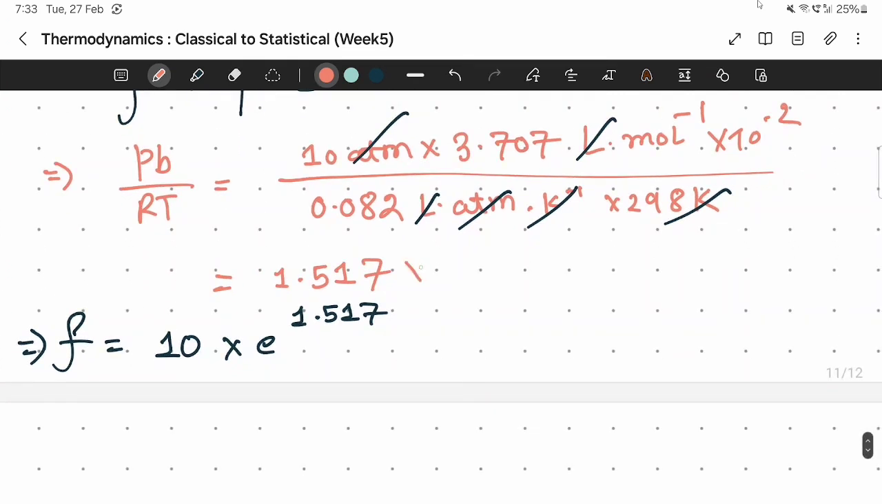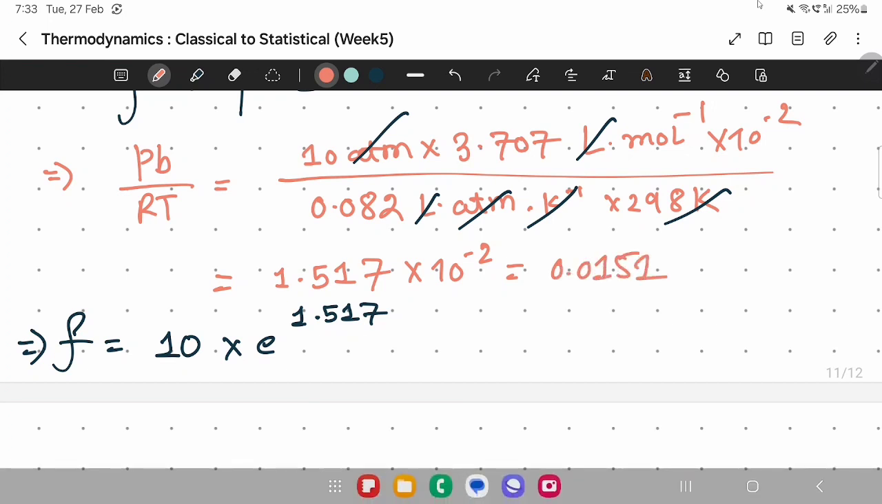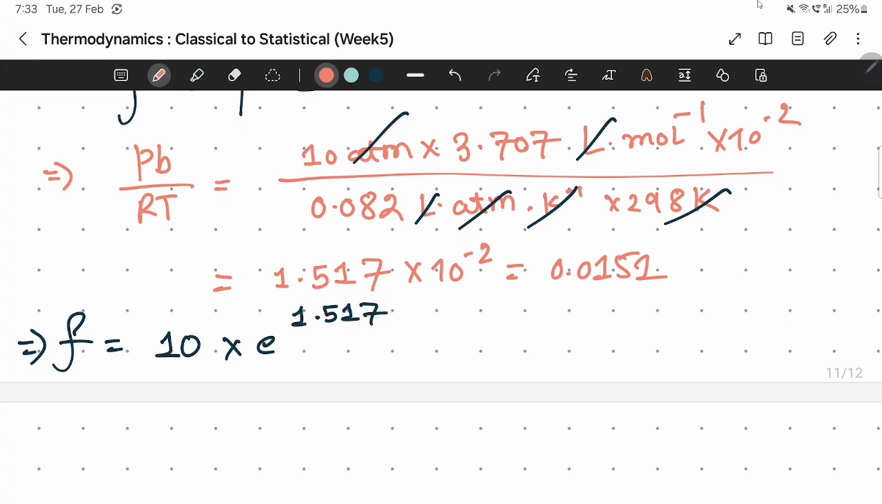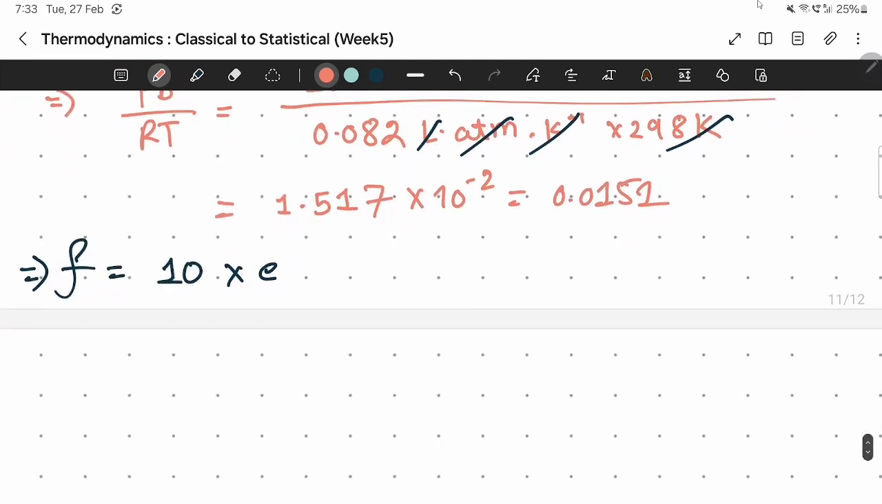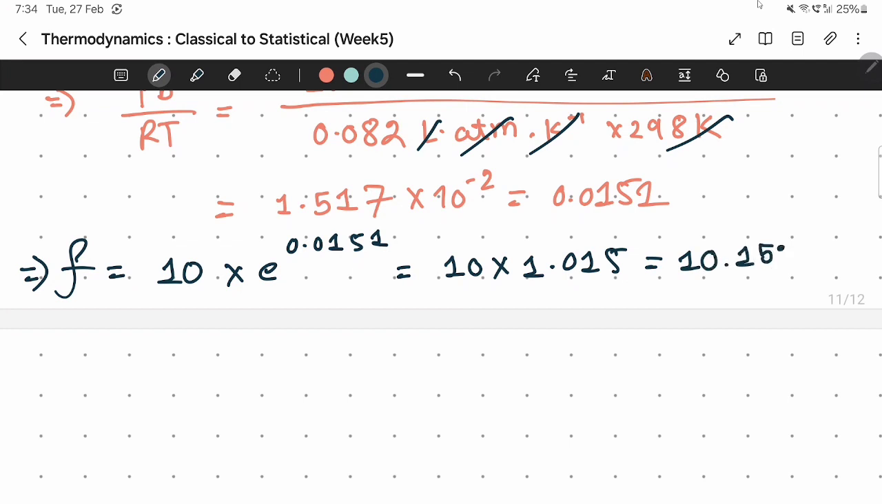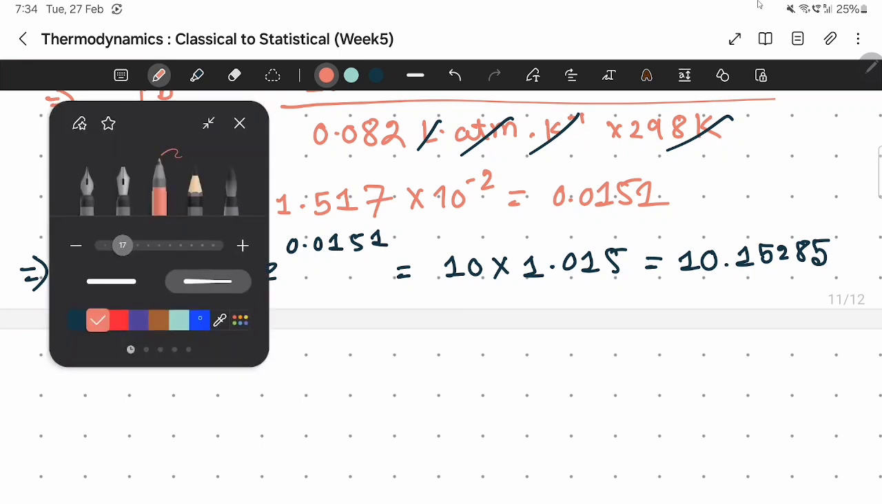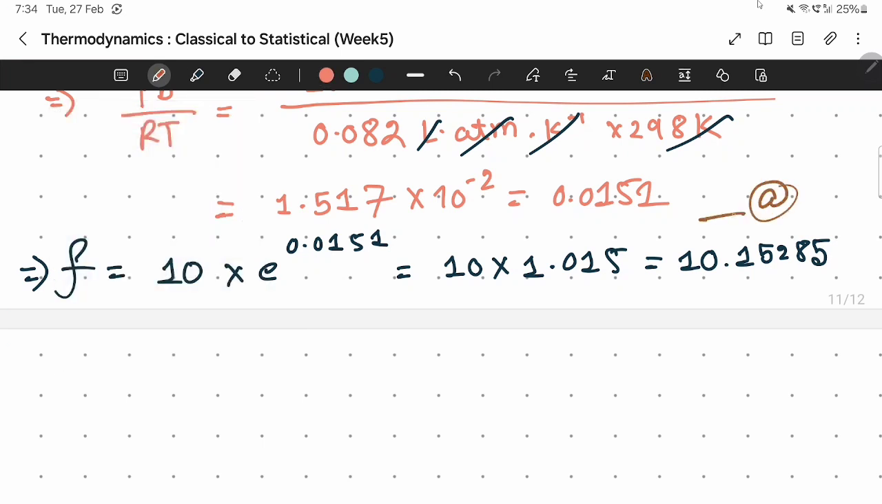So eventually 10 to the power minus will be there, and it is 0.015. Now taking the exponential, it is 1.015. If we multiply, then it is 10.15285. So it is very close to option A. Okay.